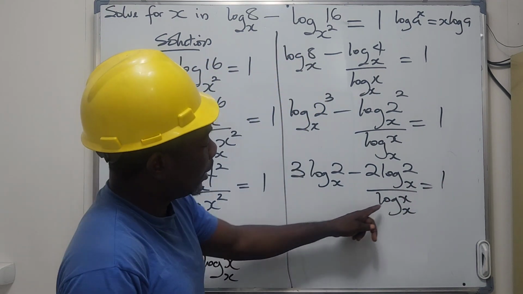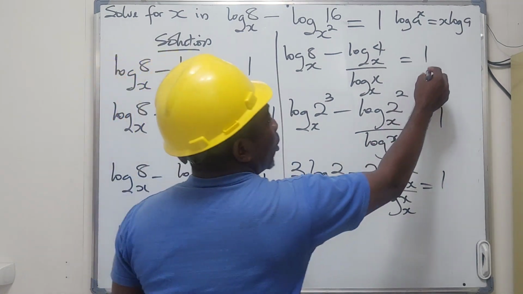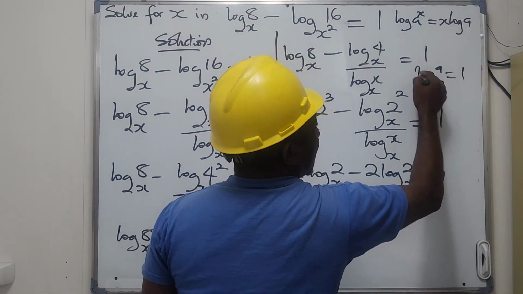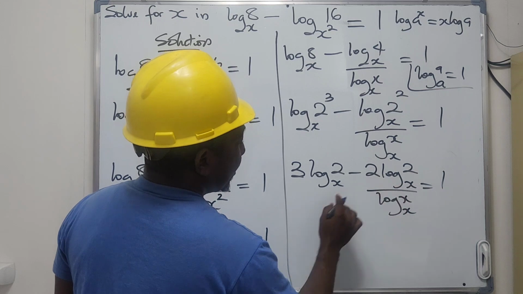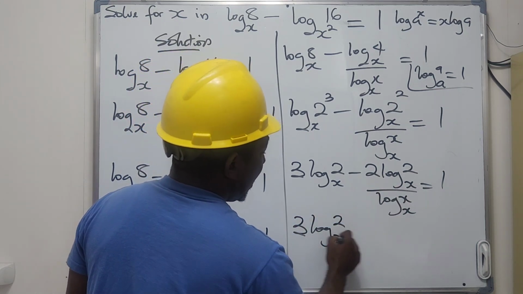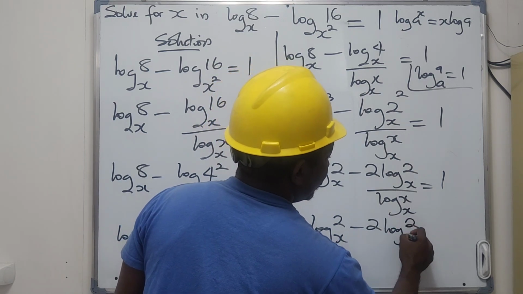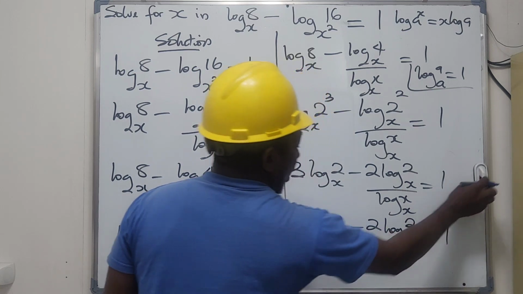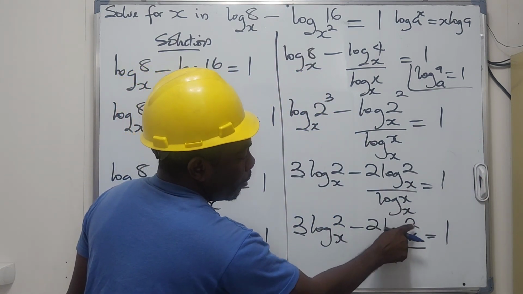So here we can look at this. Log x base x is the same thing as 1. We recall when we have log a base a, it is the same thing as 1. That is another law of logarithm. So in this case, this can be written as 3 log 2 base x minus 2 log 2 base x all over 1 equals 1. So here we can see that we have log 2 base x and we also have log 2 base x.